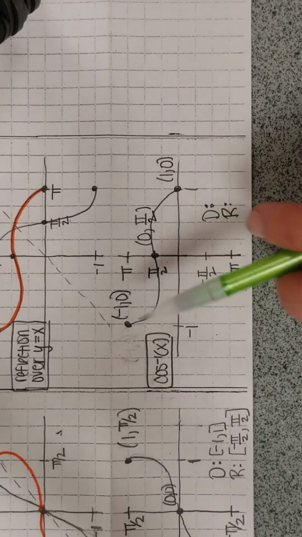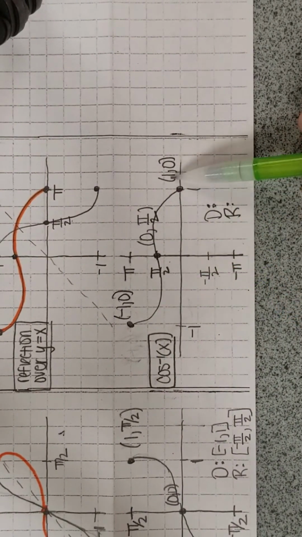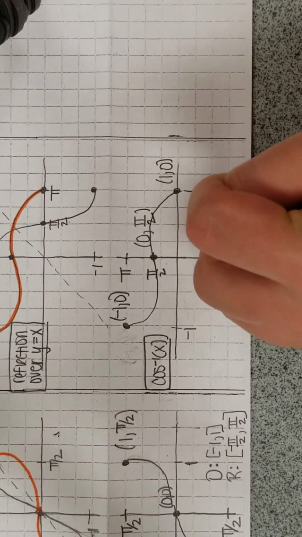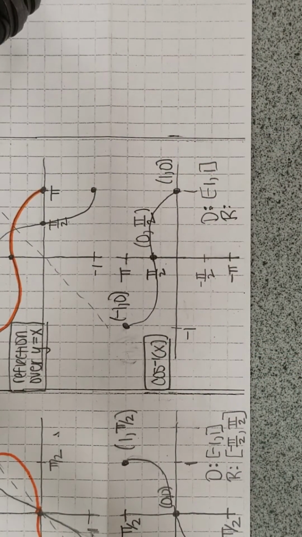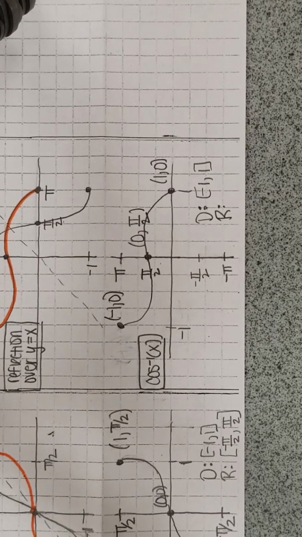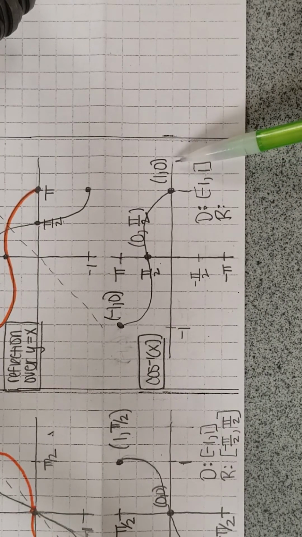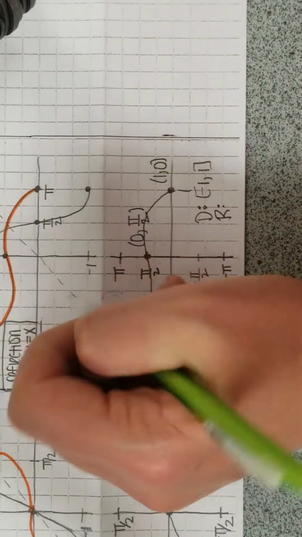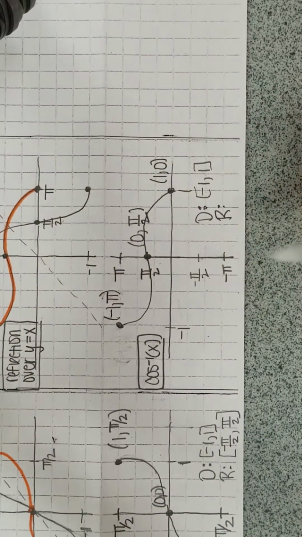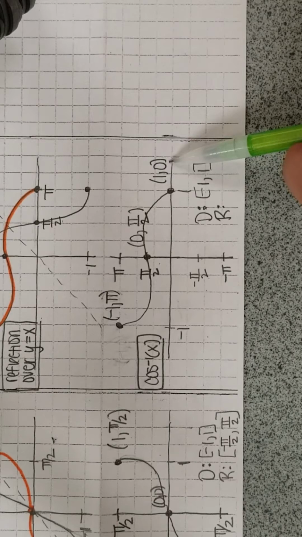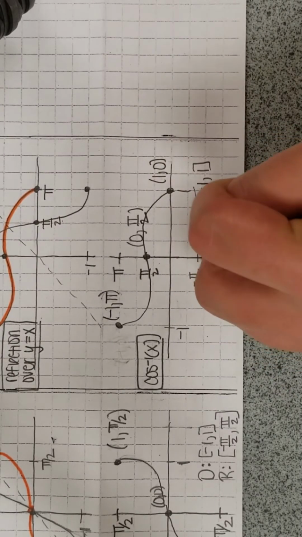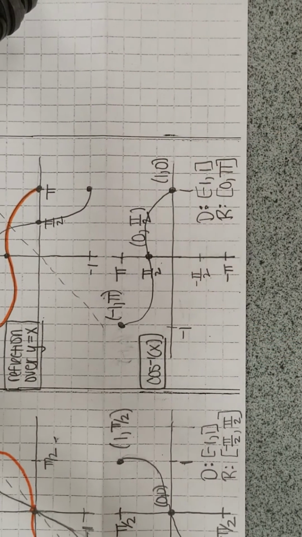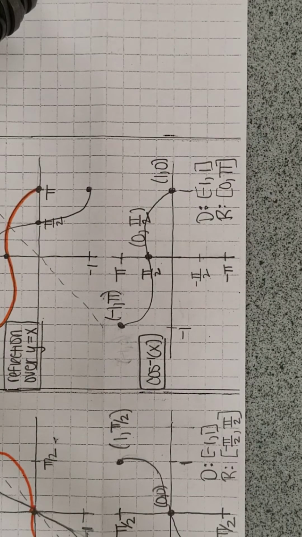So looking at the smallest x and largest x, my domain will be -1 to 1. And then my range will be, let's see, smallest y to largest y, 0 to pi.